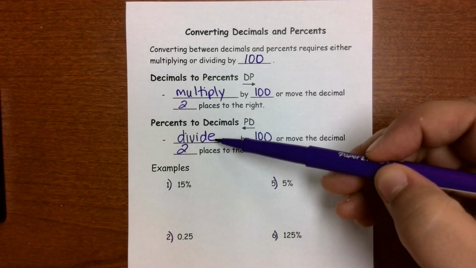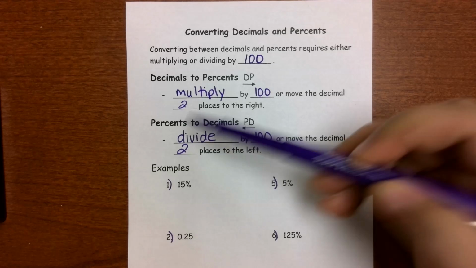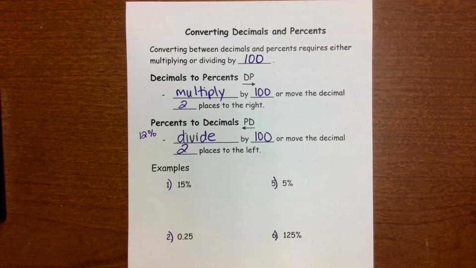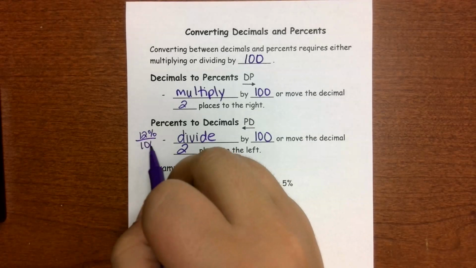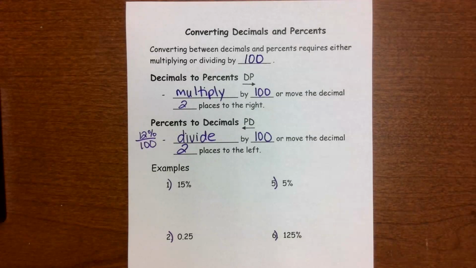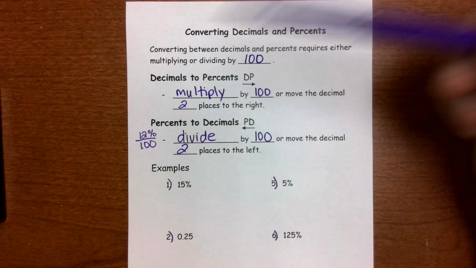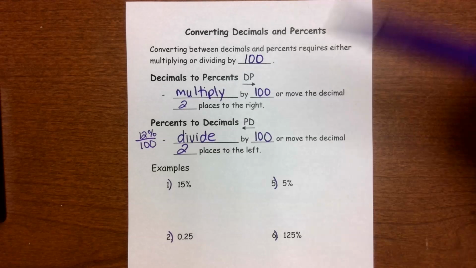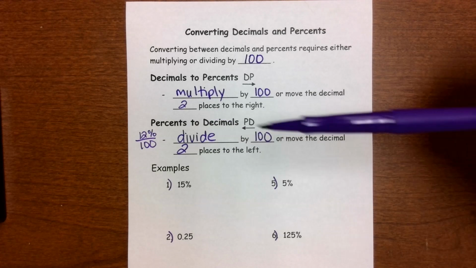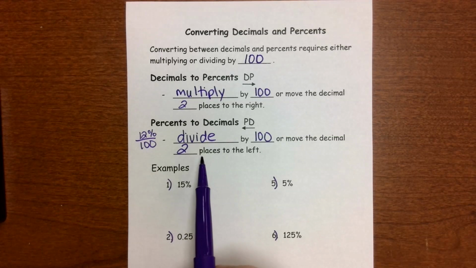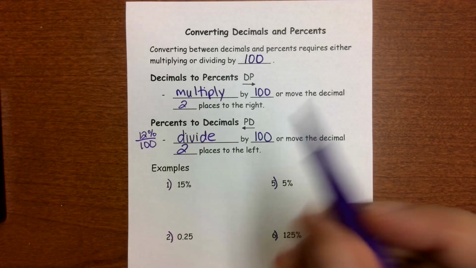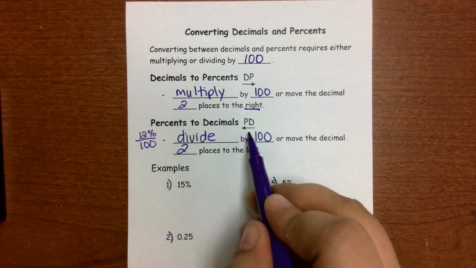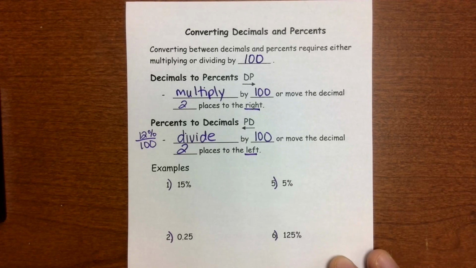Now, the reason we divide here is because if you remember a percent, so for example, let's say we have 12%. If I were to write that as a fraction, it would be 12 over 100. And one thing we're going to see over the next couple days is that this fraction bar literally means to divide. So you could read this as 12 divided by 100. That's why we divide to convert a percent into a decimal. And like I said, it's the same thing as moving the decimal 2 places to the left. So DP goes to the right, decimal percent, and PD goes to the left 2 times. So let's do some examples.